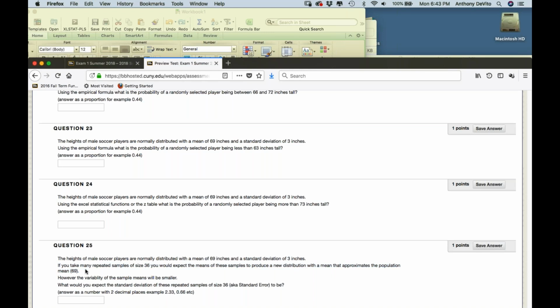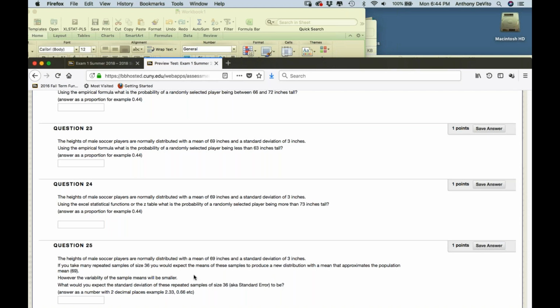Makes sense, right? If you repeatedly take samples of size 36, sometimes you'll get 68, sometimes 72, sometimes 70, but the average of all of those sample means is going to approximate the population mean. However, the variability in the sample means is going to be smaller. In other words, when you take 36 people and average them, the distance from the mean for that sample mean is going to be less than the variability of the actual individuals in that population. How much less is it going to be? It's going to be sigma, the standard deviation of the population, divided by the square root of the sample size.